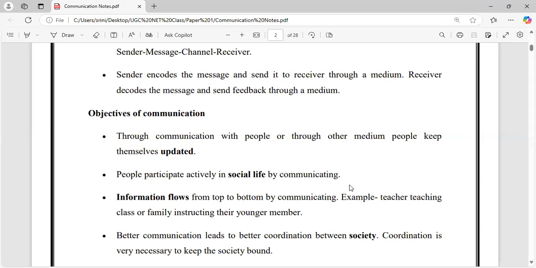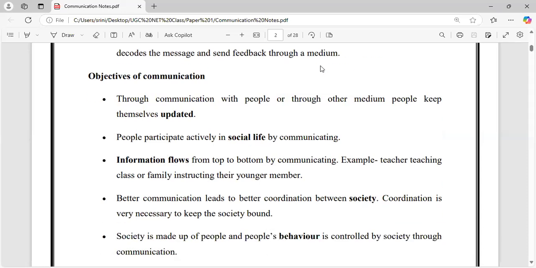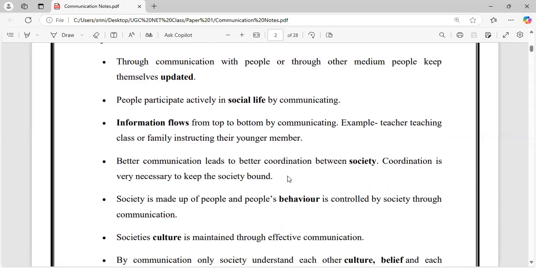Maybe I meant something, like I am encoding a message meaning something, but the receiver can decode it as a different message. Then the objectives of communication include that through communication with people or through other media, people keep themselves updated. People participate actively in social life. Information flows from top to bottom, and bottom to up is also upward communication. Example: a teacher teaching classes or a family instructing the younger members. That's the information flow. Better communication leads to better coordination in society.